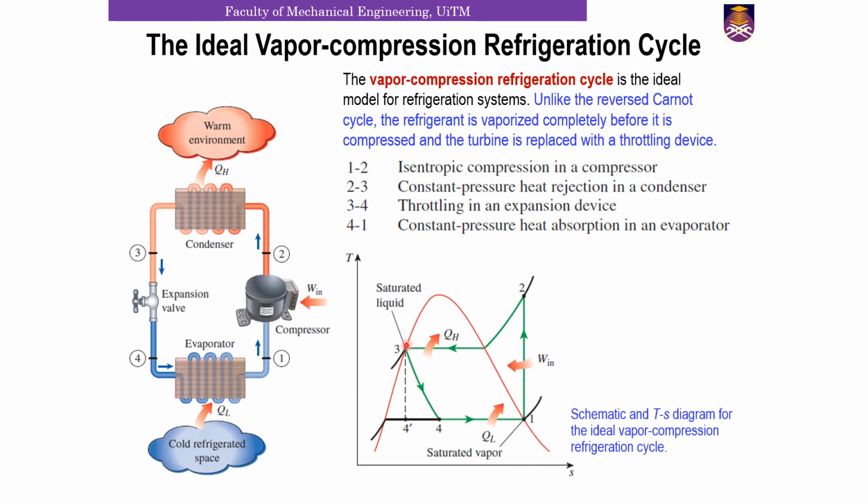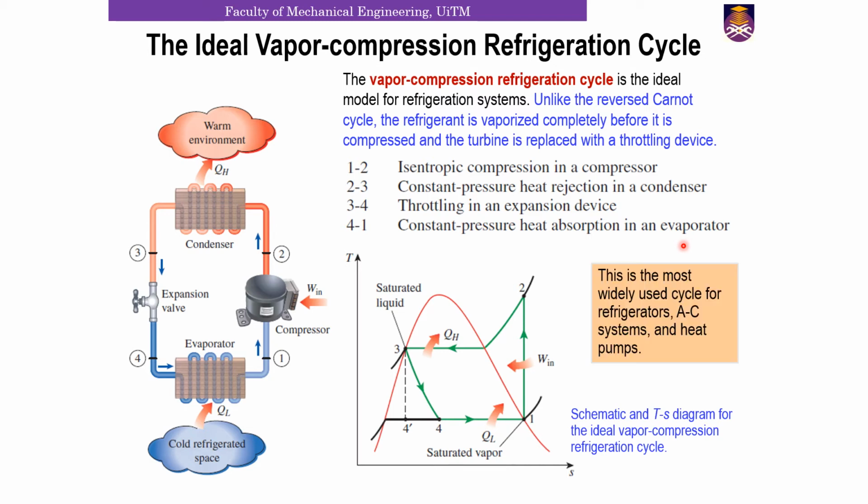So this throttling, instead of going isentropically in a turbine, because we are using an expansion valve, it will be deviating in this manner. So this will go from 3 to 4, and then from 4 to 1 you have the evaporator region again, where you have constant pressure heat absorption in an evaporator. So basically these are the 4 processes that you can find in an ideal vapor compression refrigeration cycle.